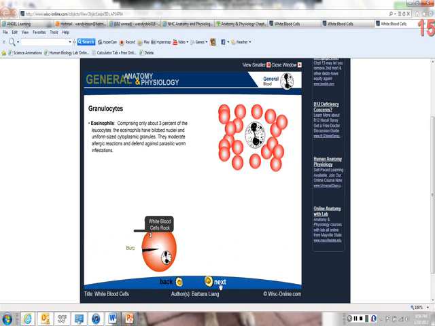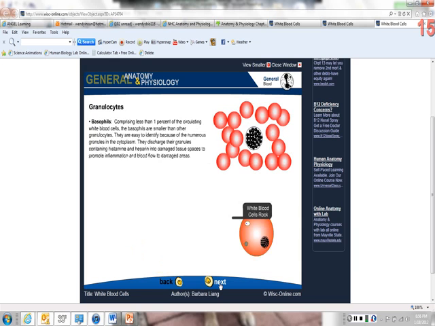Eosinophils comprise only about 3% of the leukocytes. The eosinophils have bilobed nuclei and uniform-sized cytoplasmic granules. They moderate allergic reactions and defend against parasitic worm infestation.